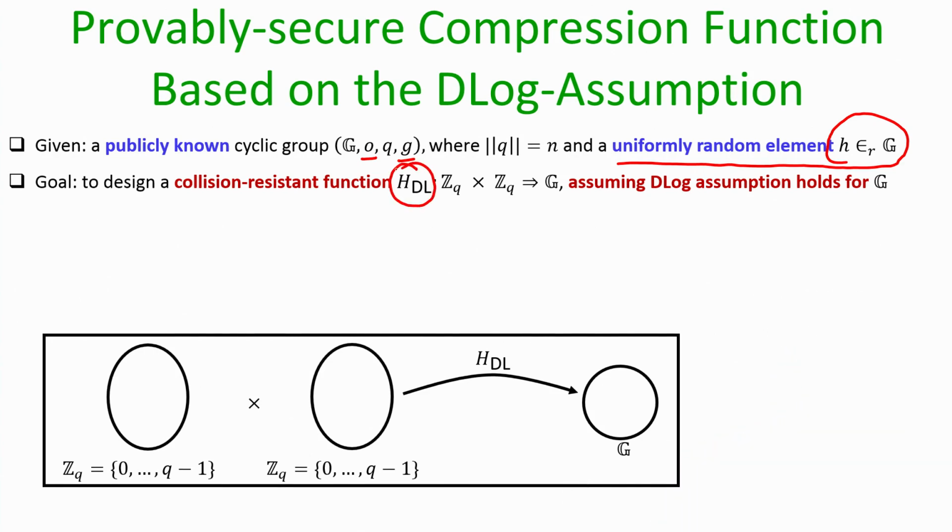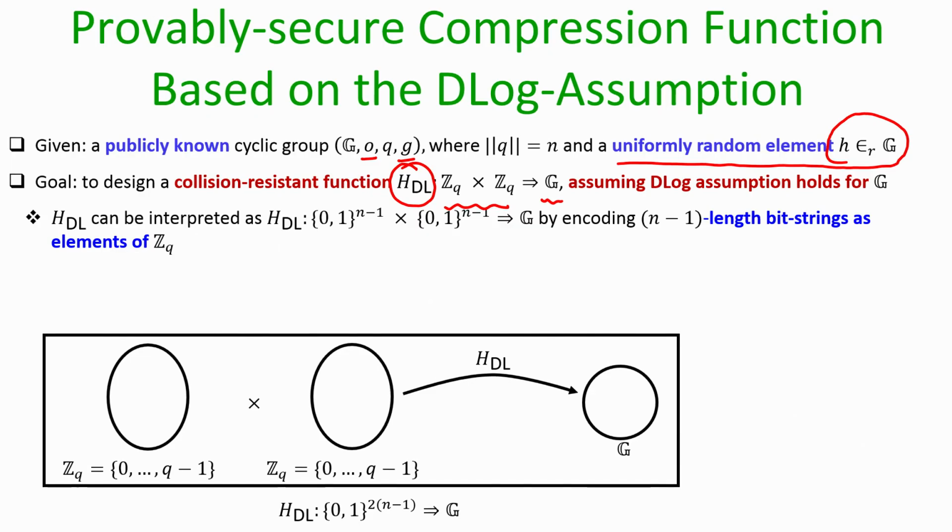based on the discrete log function. It takes a pair of inputs, where the first input is from the set Z_q and the other input is also from the set Z_q, and the output is going to be an element from the group. The security, namely the collision resistance of the construction that we are going to design, should be based on the D-log assumption.